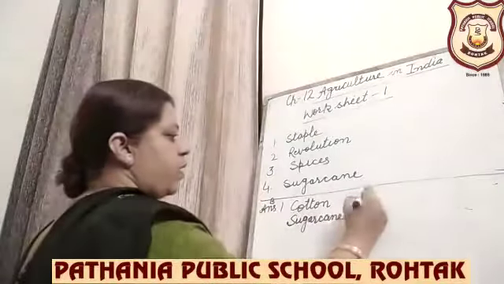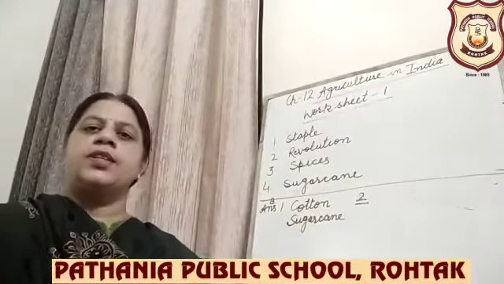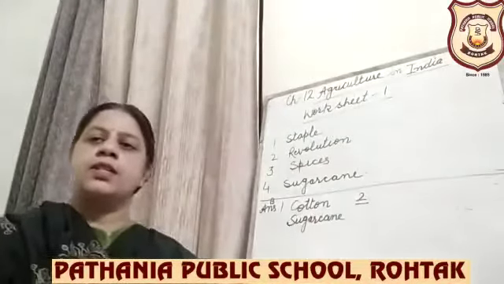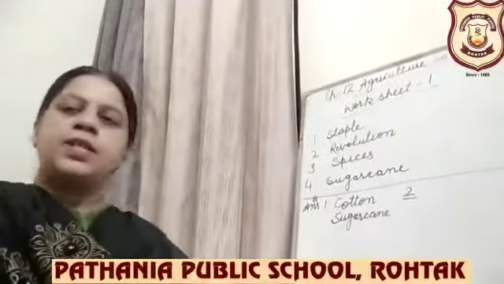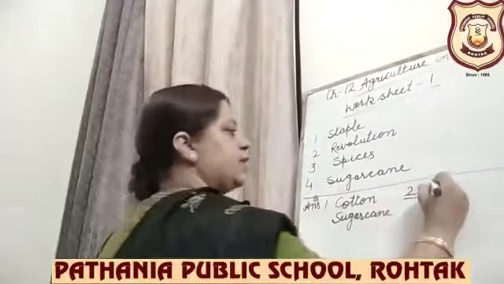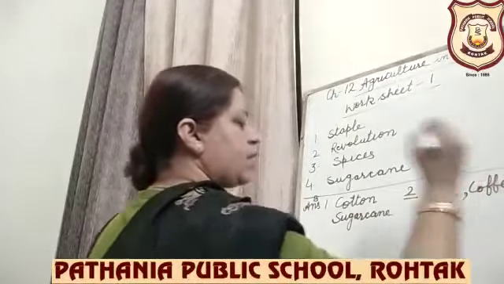Number two, name any two plantation crops. You have to write names of two plantation crops. Okay. And the crops are tea, coffee. You have to write tea, coffee. Right.